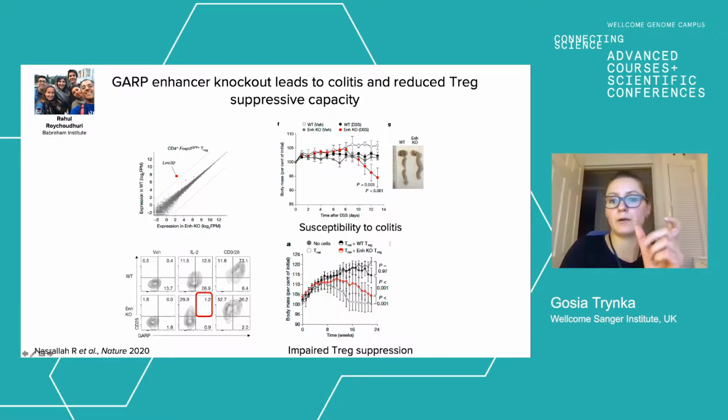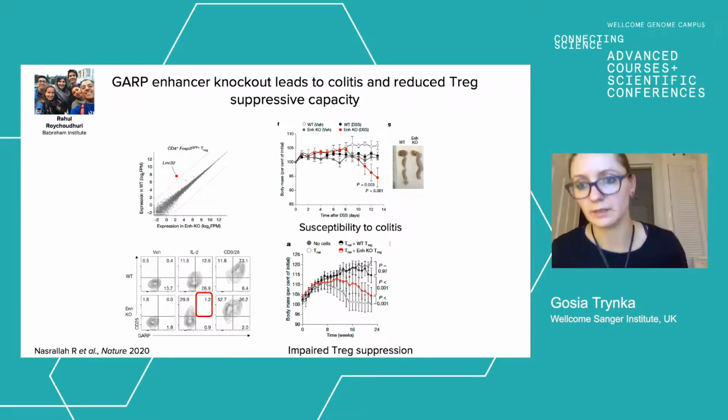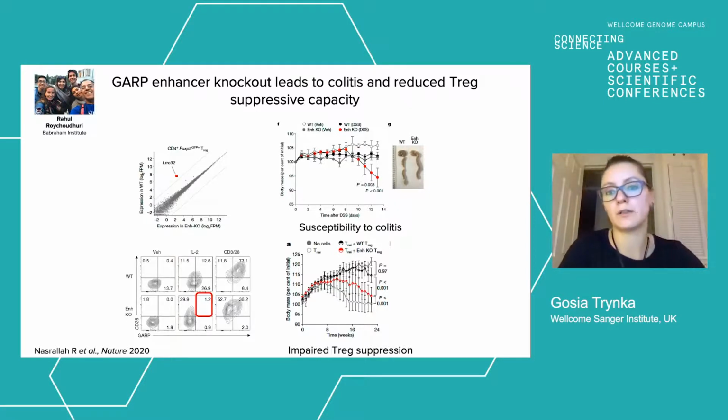What they did was delete this enhancer in mice, and they observed that upon deletion of the enhancer, there was differential gene expression affecting the LRRC32 gene, specifically in TRex. This LRRC32 gene encodes the GARP protein. Mice that lack this enhancer were more susceptible to developing induced colitis, very much reflecting the phenotype of IBD-associated variants.